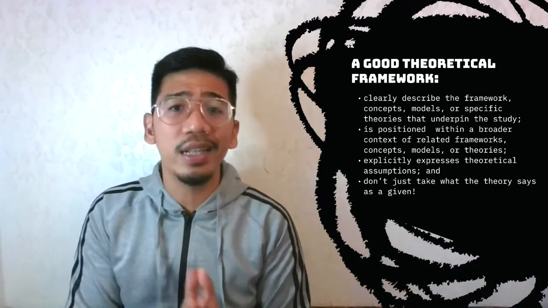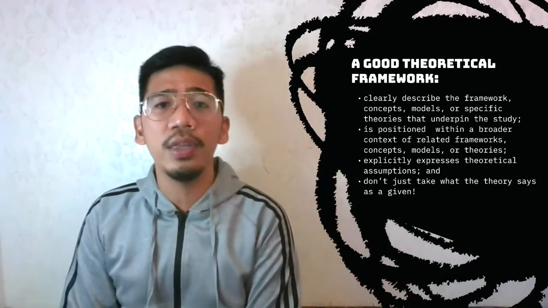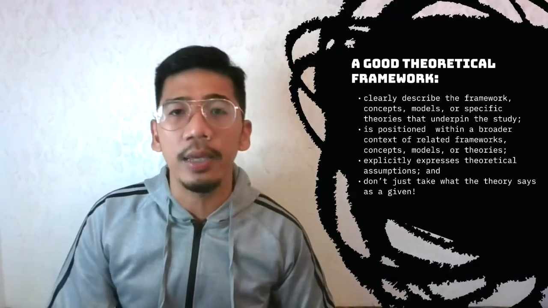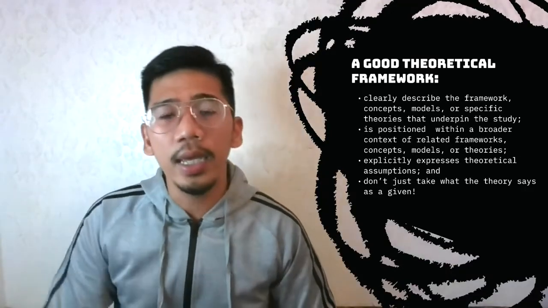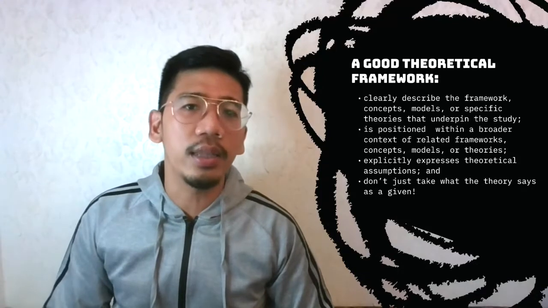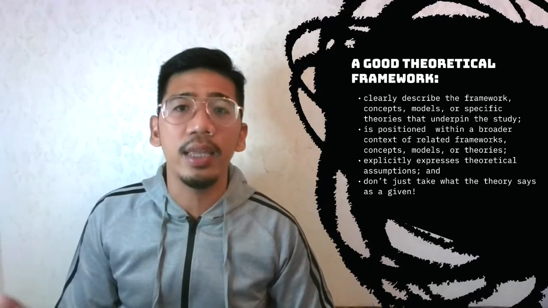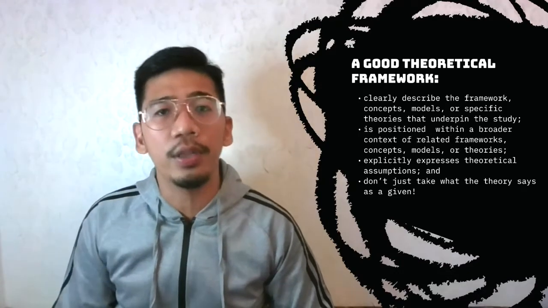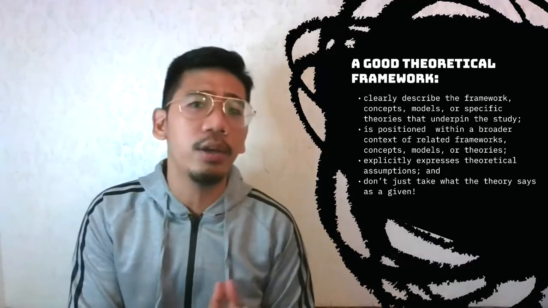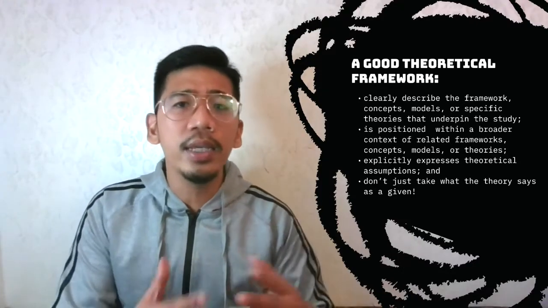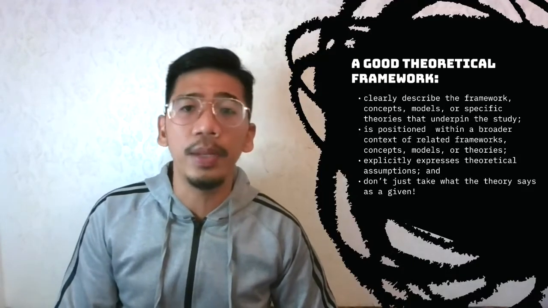And just in case you are still stuck, consider that a good theoretical framework has these descriptions. First, it clearly describes the framework, concepts, models, or specific theories that underpin your study. This includes noting who the key theorists are in the field who have conducted research on the problem you are investigating, and, when necessary, the historical context that supported the formulation of that theory.